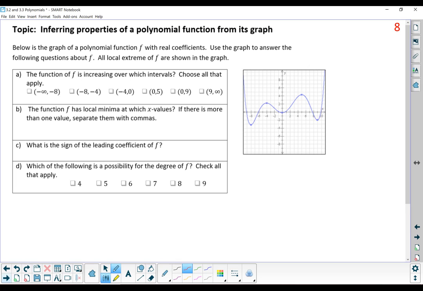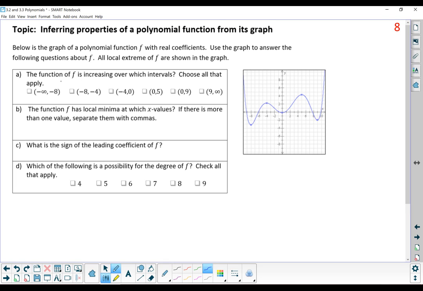All right, our next topic. It's going to give us a graph of a polynomial, and it's going to ask us about its increasing intervals or perhaps decreasing. It's going to ask you about the relative extrema. It's going to ask you the sign of the coefficient, and it will ask you what possible degrees it might have. So here's our graph to help us.